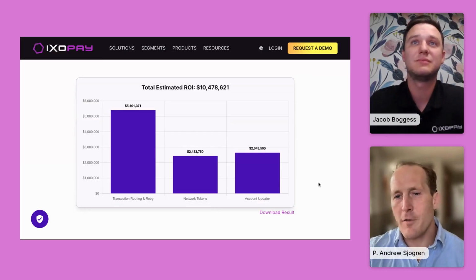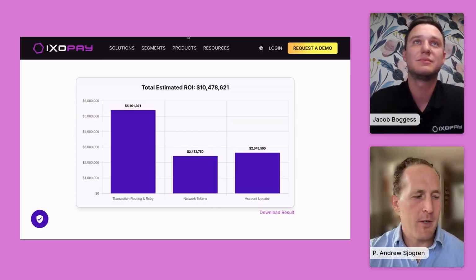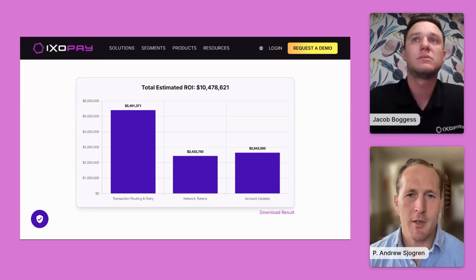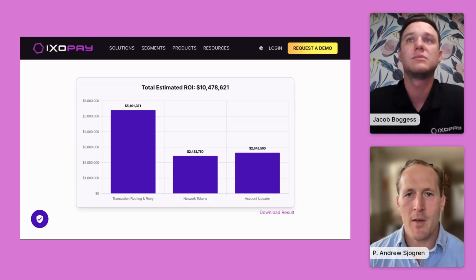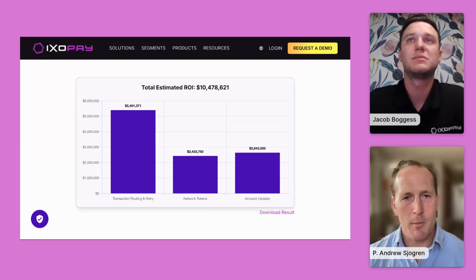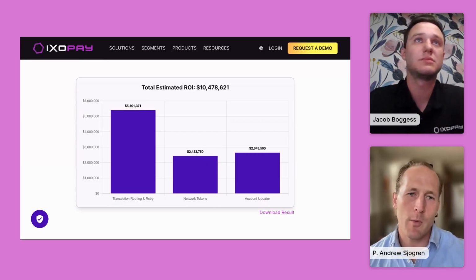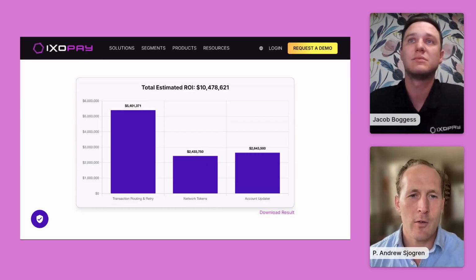And then on the far right, you can just see account updater, the ROI of paying for a service that keeps those cards up to date regularly, so that customers aren't manually re-entering card details, that you're keeping your vault fresh and making it as easy as possible on your customer base to buy your goods or services.